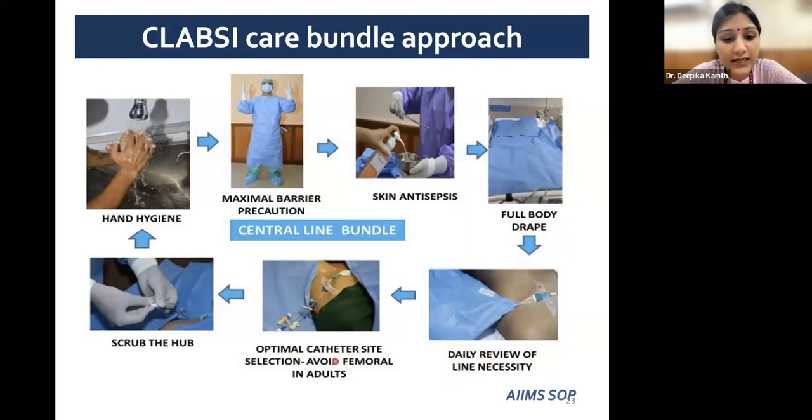And we have optimal catheter site selection, avoiding femoral lines in adults, and in neonates it is also recommended to avoid it. But umbilical lines, although they are associated with higher risk of CLABSI, are a very good central line choice. So we continue using umbilical lines for a few days and later replace them with PICC lines. And we scrub the hub. So this is the one slide that gives you a good CLABSI care bundle where all the critical elements are in place. And if you don't implement them collectively, we might not be able to improve the CLABSI rates.